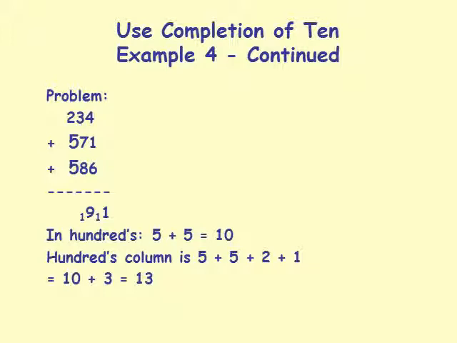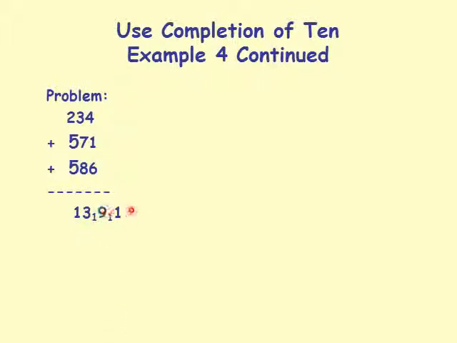Let's see what we do here. So we have answer so far is 13 and 91. So answer is 1391. So 234 plus 571 plus 586 is 1391.